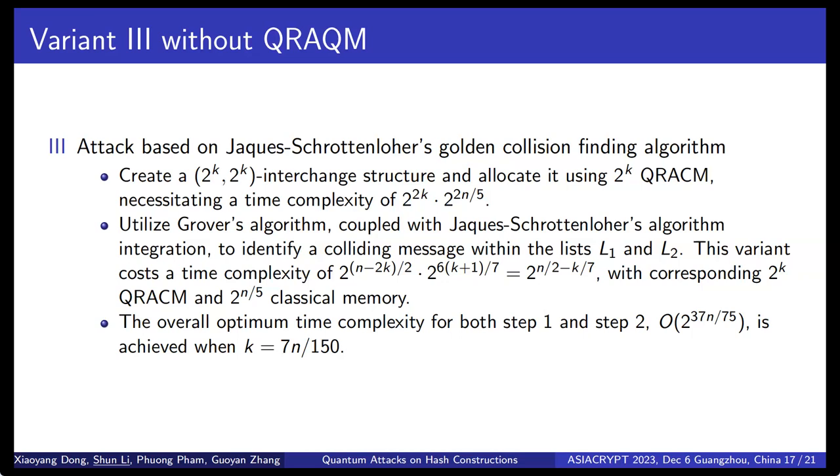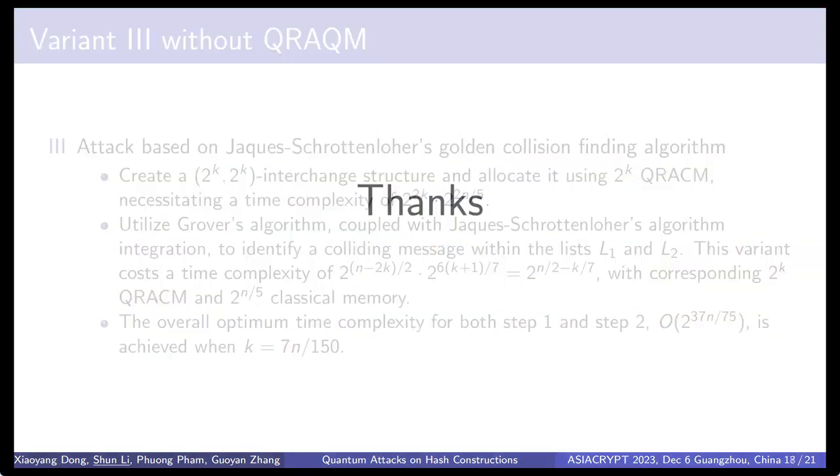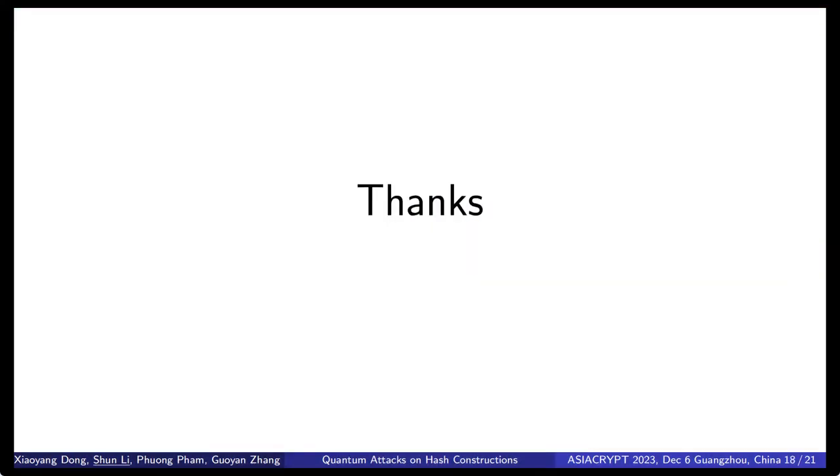Then this variant costs a time complexity of 2^(n/2 - k/7), with the corresponding 2^k QRICM and 2^(n/5) classical memory. So the overall optimum time complexity for both step 1 and step 2 is achieved when k equals 7n/150. The overall time complexity is 2^(37n/75). That's all. Thanks for your attention.